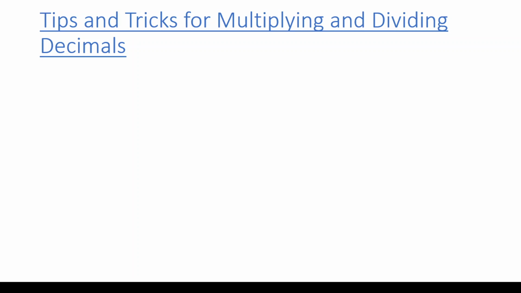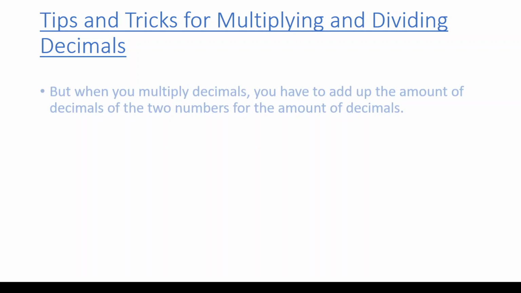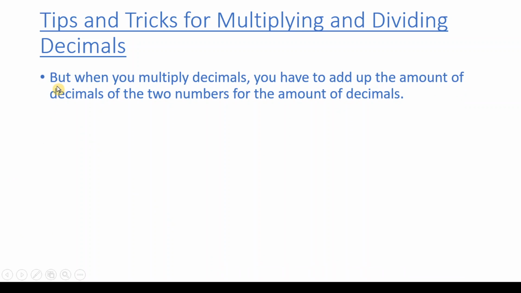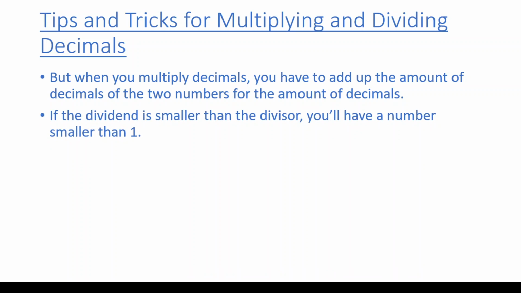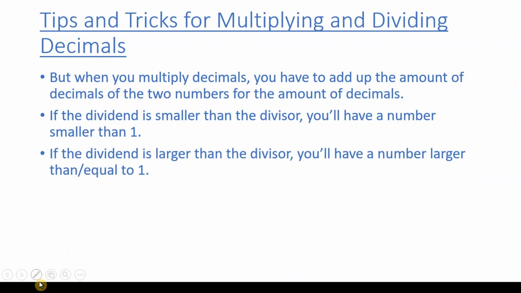And that's not all I've prepared for today's video, because I have some tips and tricks for multiplying and dividing decimals. This is copy-pasted, so ignore the but. When you multiply decimals, you have to add up the amount of decimals of the two numbers for the amount of decimals in your answer. If the dividend is smaller than the divisor, you'll have a number smaller than 1. If the dividend is larger than the divisor, you'll have a number larger than 1. Because if it was equal to, it just wouldn't work, because it'd have to be the same number twice.